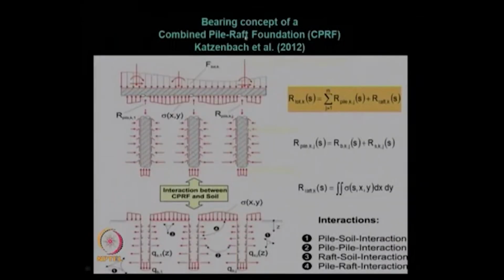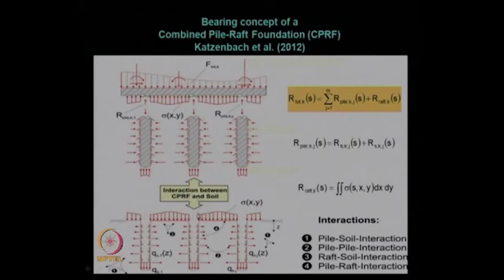So, this is the basic concept of bearing, what occurs in the CPRF. The detail of this analysis is available in Katzenbach et al. 2012. This is again another paper where I am also involved as a co-author, and it is available as a conference paper. You can see over here the interaction: this is the raft portion, this is the raft and soil interaction pressure, and these are the external loading and moment, etc. This is a pile. You have the pile response from skin friction as well as end bearing.